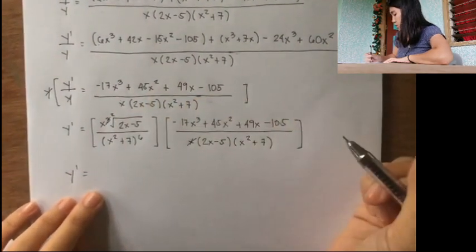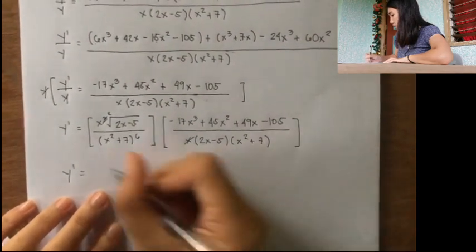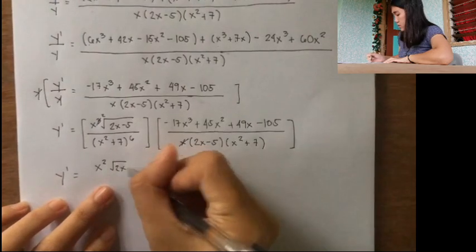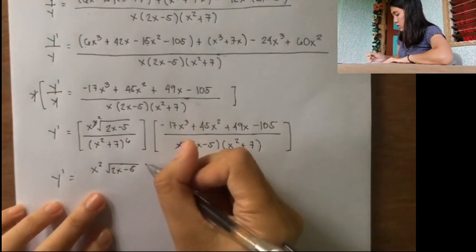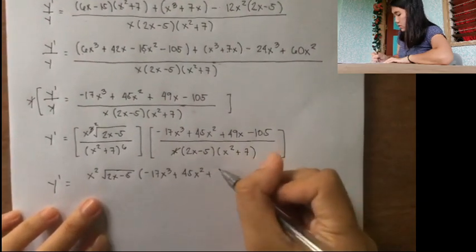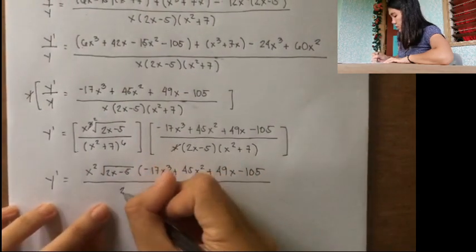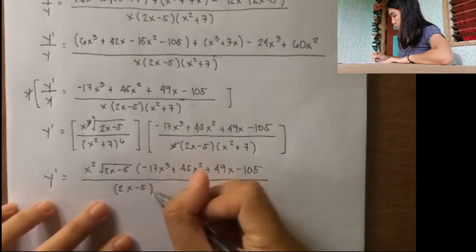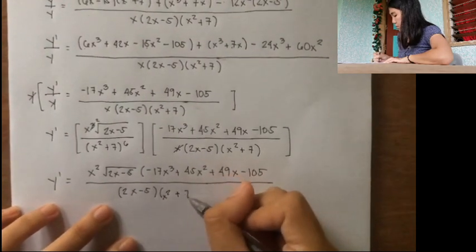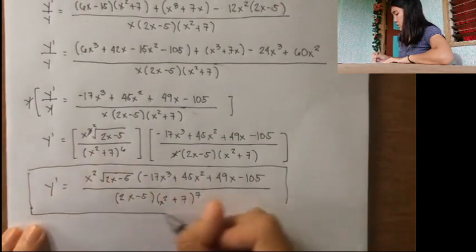Cancel x and then combine. x squared times the square root of 2x minus 5 times negative 17x cubed plus 45x squared plus 49x minus 105, over 2x minus 5 times the product of (x squared plus 7) raised to 6 and (x squared plus 7), which is (x squared plus 7) raised to 7. And this is our final answer.